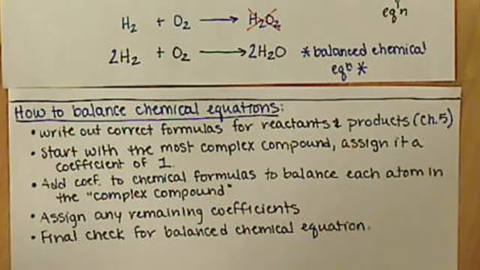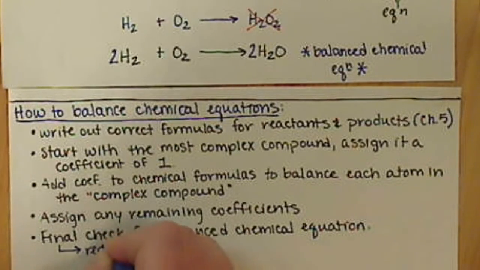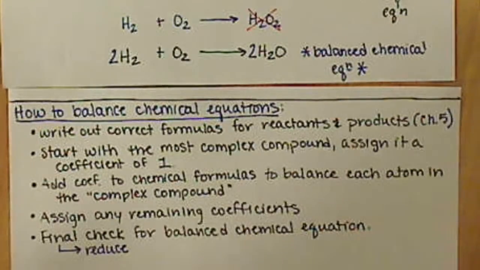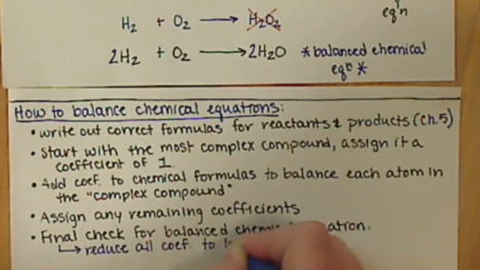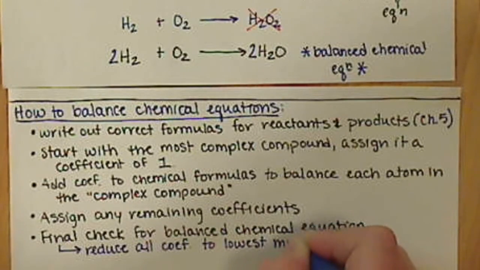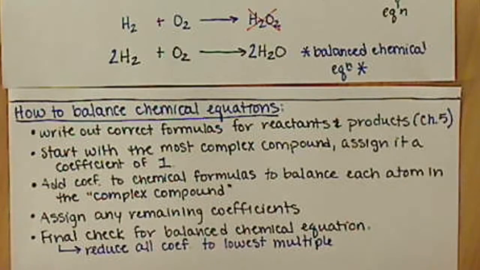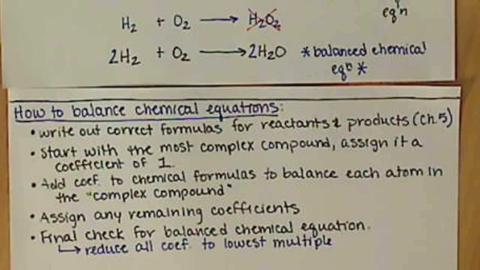Okay. Then also kind of a final check with this is you want to reduce all of your coefficients to the lowest multiple. Usually what that's going to mean is if all of your coefficients are evens, you can divide them all by 2 to get them reduced down. Okay. On a rare occasion, you might see they're all multiples of 3, divide by 3 to get to the lowest one. The most common I see is if all of the coefficients are even, you just have to divide by 2.